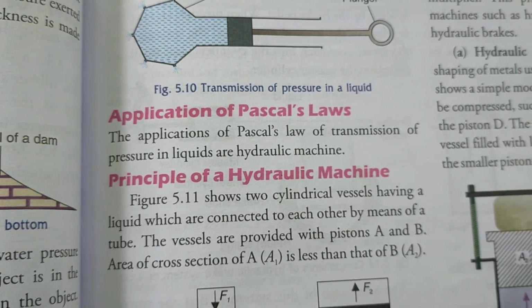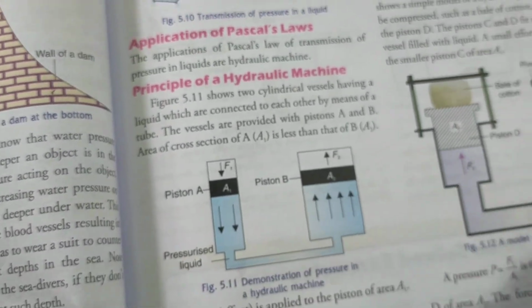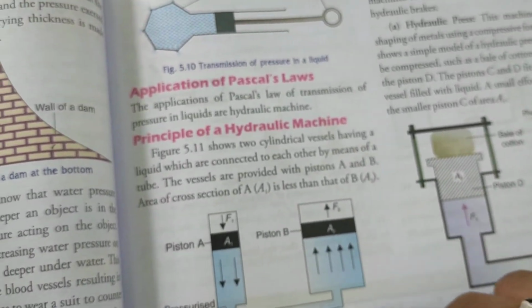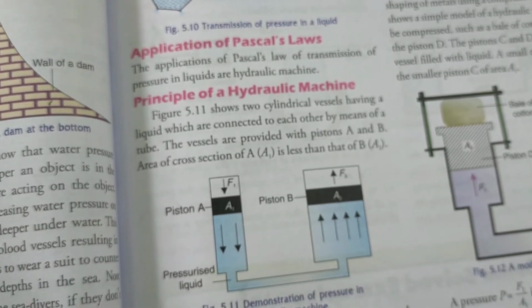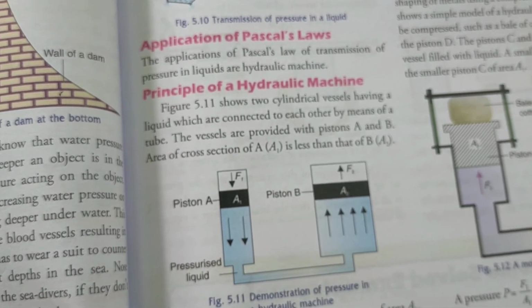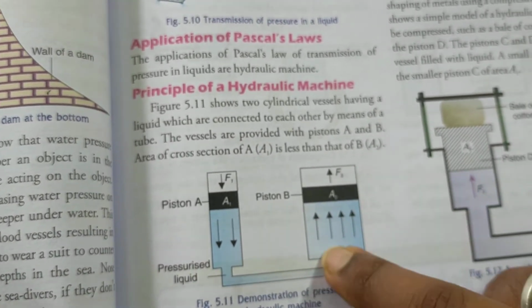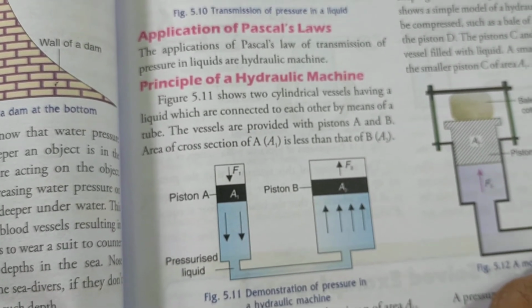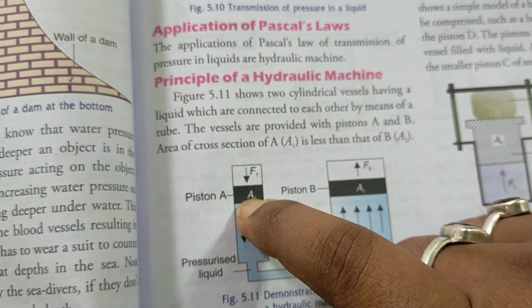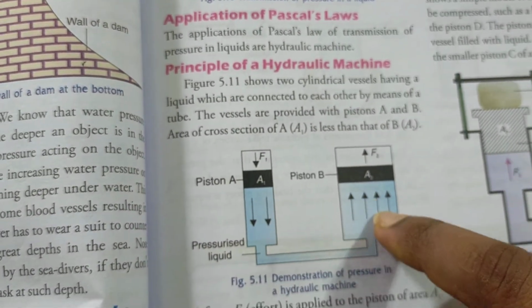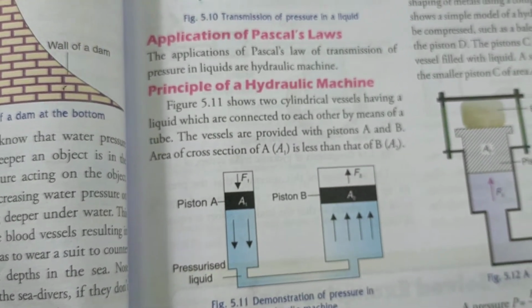So what is the advantage of this law? This law is used in hydraulic machines, like in garages. It is used to lift cars, heavy objects, heavy vehicles. By applying a small force at one end, it exerts a large force on the other end.